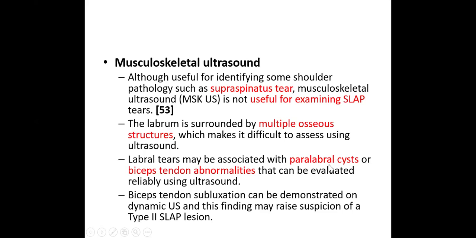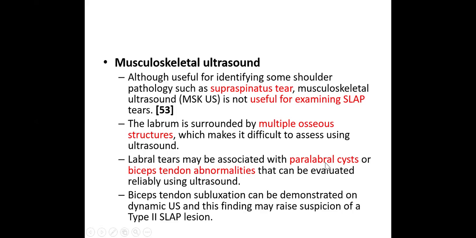अल्ट्रासाउंड की बात की जाए, the musculoskeletal ultrasound or the MSK ultrasound is widely, commonly used for the supraspinatus tear and other problems, but that is not very beneficial in the detection of the SLAP tears. The reason behind that is the labrum is surrounded by multiple osseous structures, and these structures make it very difficult to assess the SLAP region through the ultrasound.